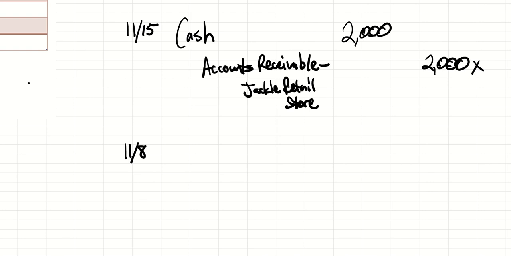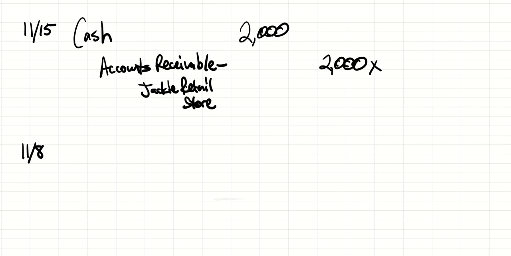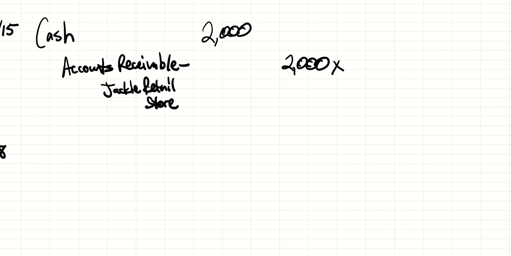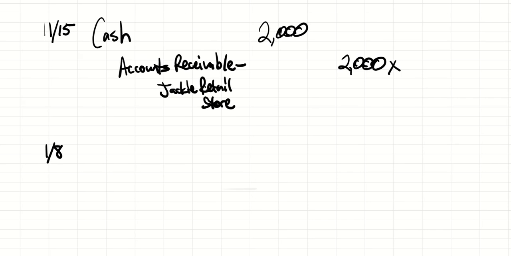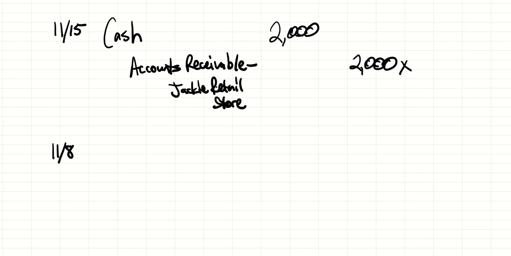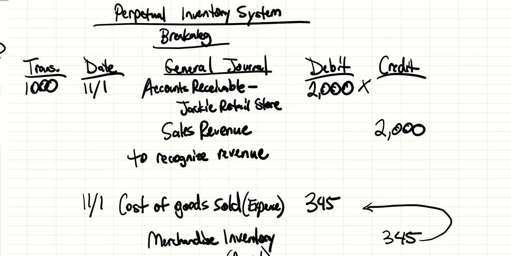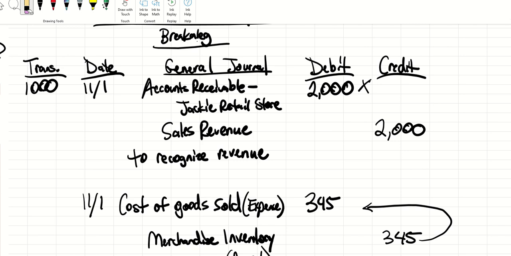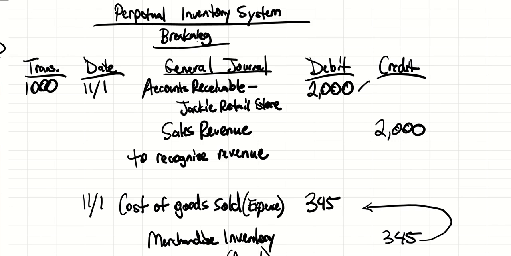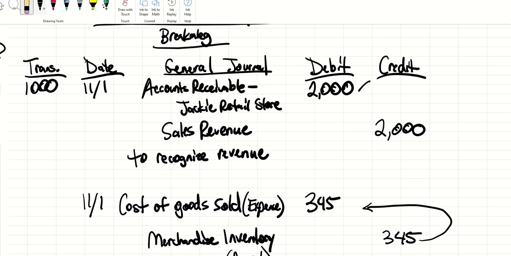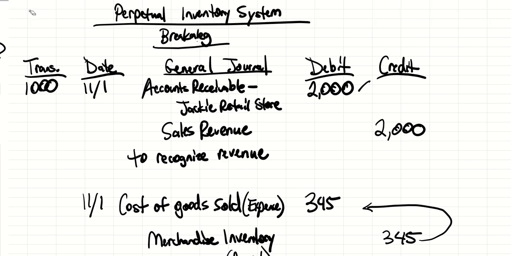A couple of things we need to do. First thing we need to do is eliminate the accounts receivable balance. That's the first thing we're going to do. Now, we're going to start with the November 1st transaction that you see here on the screen. This is what we're basing our discount from. Oh, I thought I erased everything. I guess I didn't. There we go.